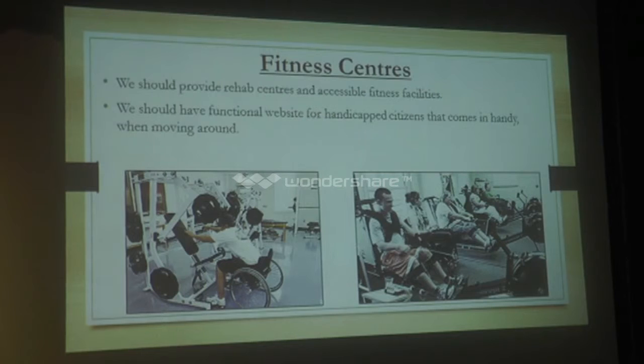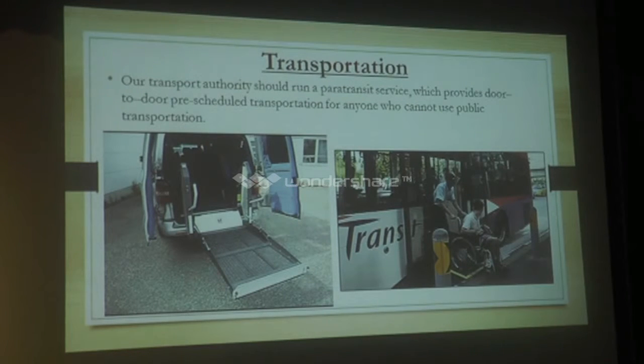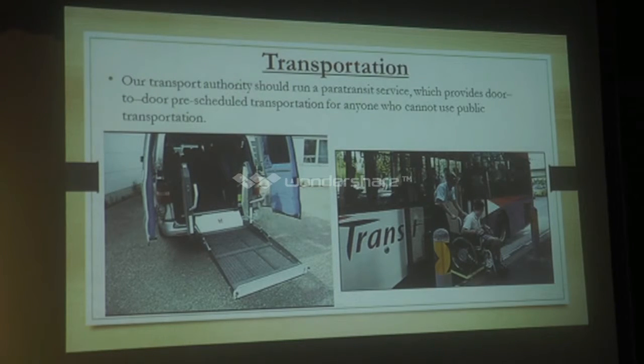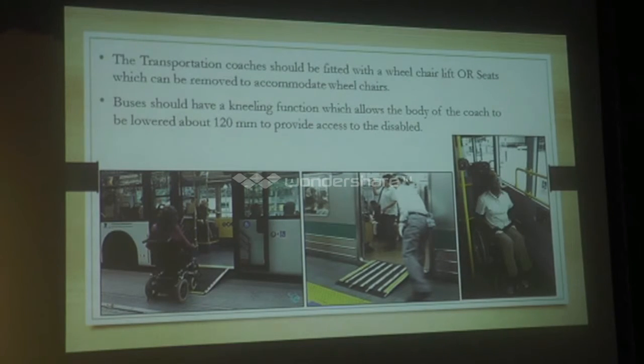Yeah. Next. So transportation. Our transportation authority should run a paratransit service which should provide a door-to-door pre-scheduled transportation for anyone who cannot use public transportation. So here the door-to-door service is shown there. The transportation coaches should be fitted with a wheelchair lift or seats which can be removed or accommodated. Wheelchair can be accommodated.